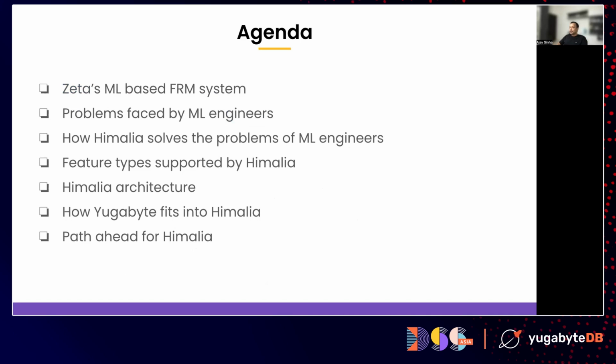This is going to be our agenda. We'll see Zeta's ML-based FRM system. FRM is nothing but fraud risk management system, which we use to prevent financial fraud. We'll look into what kind of problems are faced by ML engineers and how Himalaya solves those problems. We'll see what kind of features are supported by Himalaya. We'll deep dive into the Himalaya architecture and other complex pieces. We'll see how Yugabyte fits into the Himalaya ecosystem. And finally, what is the path ahead for Himalaya?